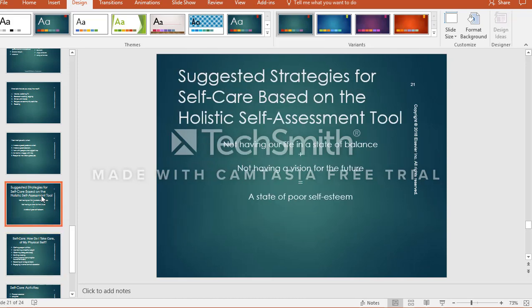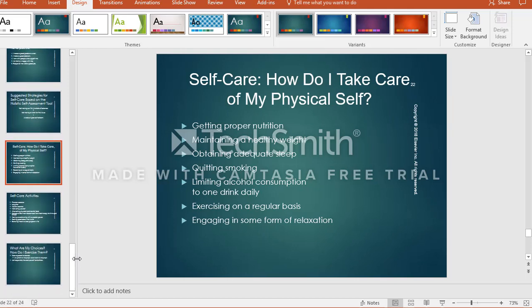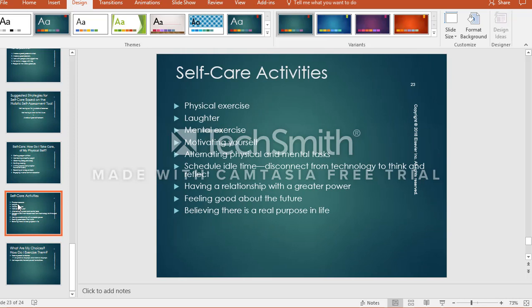Okay. So here are some suggested strategies for self-care based on a holistic self-assessment tool. Not having our life and state in balance, not having a vision for the future equals a state of poor self-esteem. So you need to get proper nutrition, healthy weight, sleep, quit smoking, limit alcohol, exercise on a regular basis, and take part in some relaxation, which I personally like yoga and I like massages. So those are things to maybe look forward to. Physical exercise, laughter, mental exercise, disconnect from technology, good relationships, having positive thoughts about your future. Those are all good.